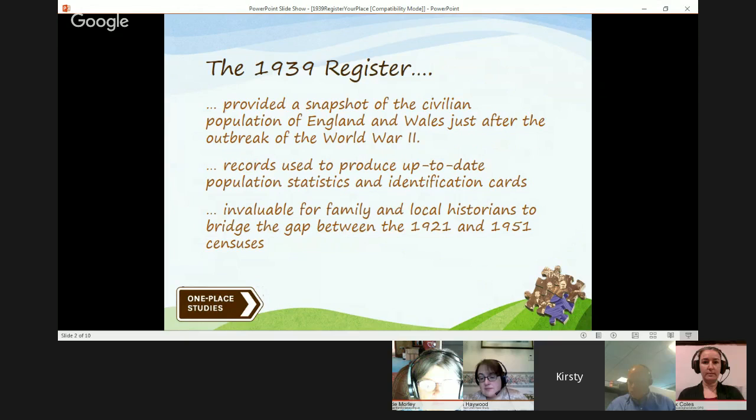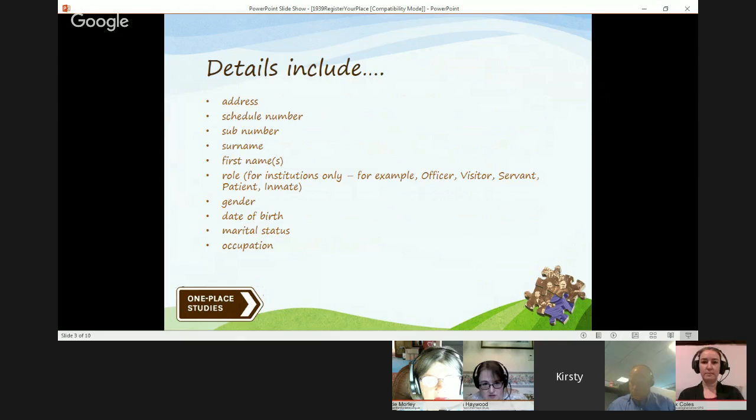And it's a really useful resource, the 1939 register, for family, social and local historians, because the 1931 census was destroyed by fire during World War II. So the 1931 census no longer exists, and there was no census taken in 1941 because of World War II. And so this provides really the most complete survey of the population between 1921 and 1951. So it's a really good snapshot, and we're very lucky to have it slightly earlier than the usual 100-year closure.